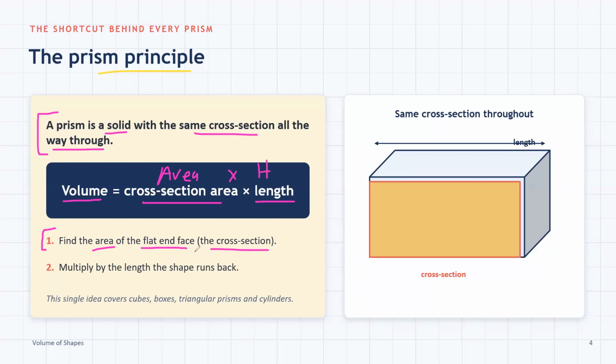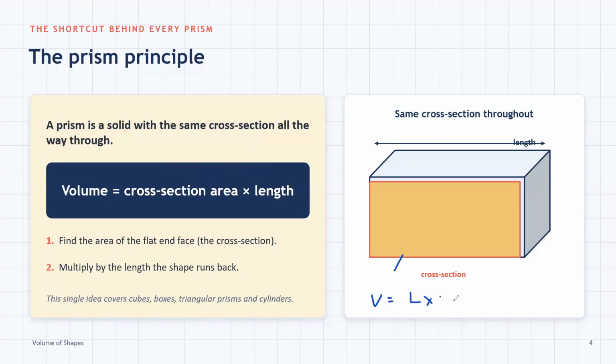Once you have found the cross section part, then you just multiply the length of the shape which runs at the back. So take for instance, if you're looking at the cuboid here, the formula for the volume of a cuboid is length times width times height. So this would be the area part, multiplied with the height which runs at the back. So it's length times width times height.